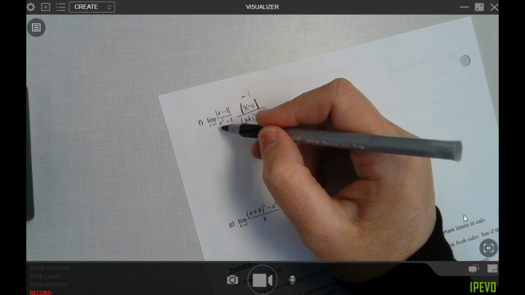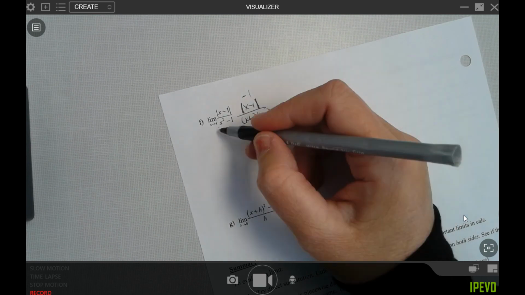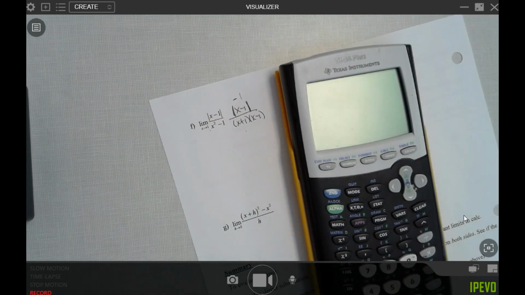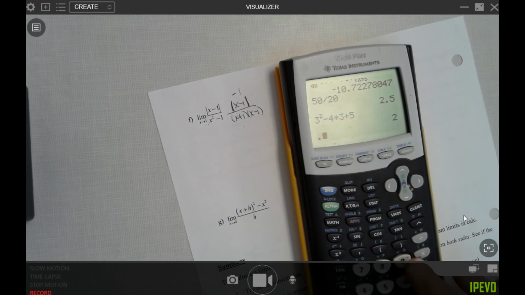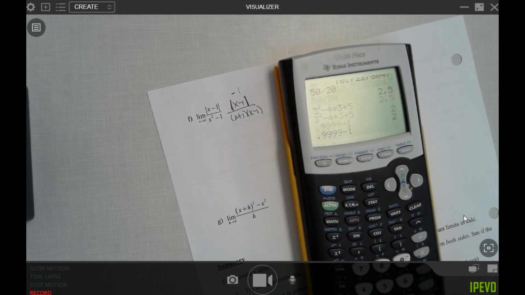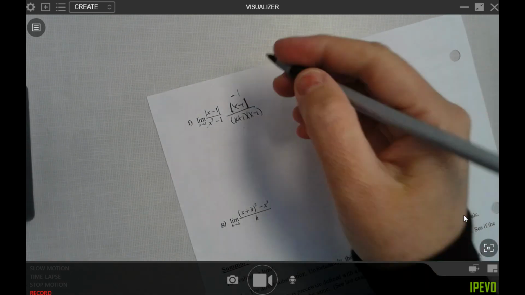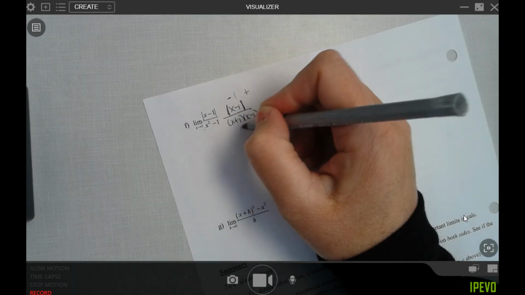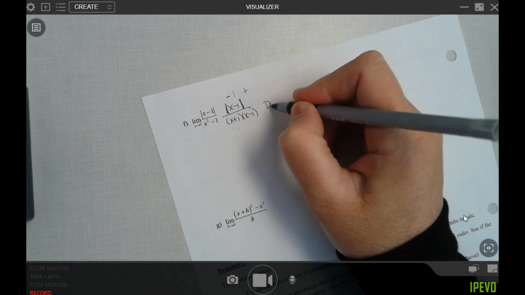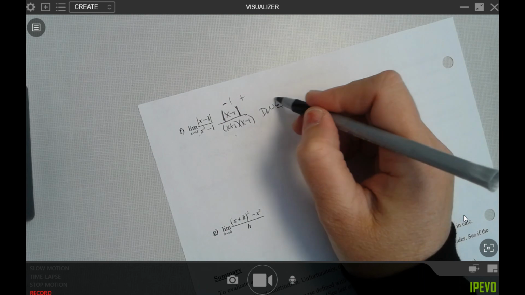What I'm thinking in my head is if I plugged in like 0.9 into the absolute value like this, that's a negative number. But if I plugged in 1.01 into it, that'd be a positive value. So I ended up with a positive and negative over 2. So this one's going to be D and E from the two separate sides.